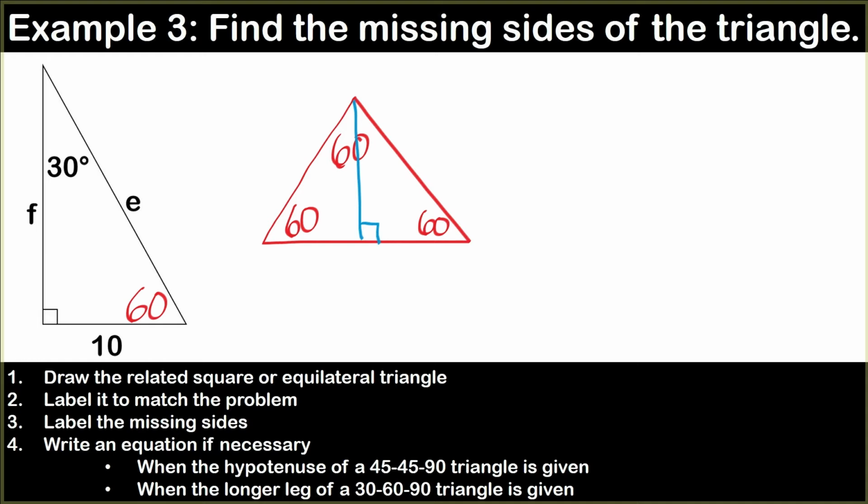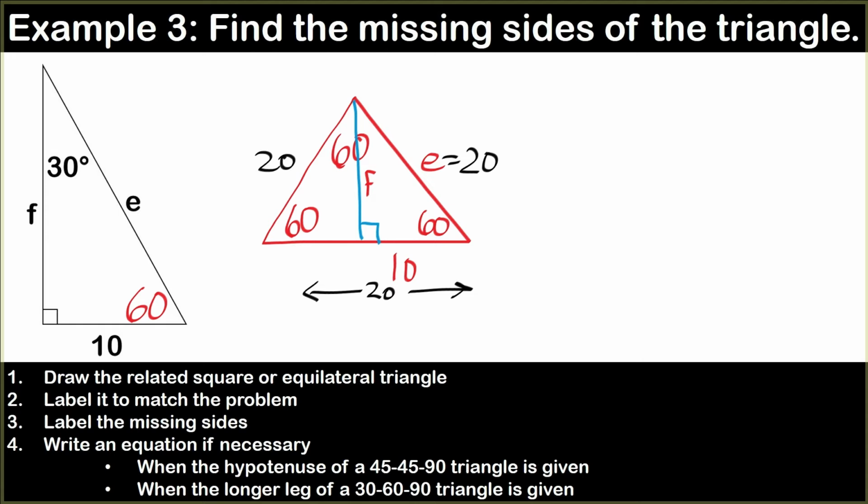So I know that this is 10, this is E and this segment is F. So I need to use what I know about equilateral triangles and the patterns in equilateral triangles to help me find side E and F in this 30, 60, 90 right triangle. Well, I know that every side of this equilateral triangle is going to be 20.